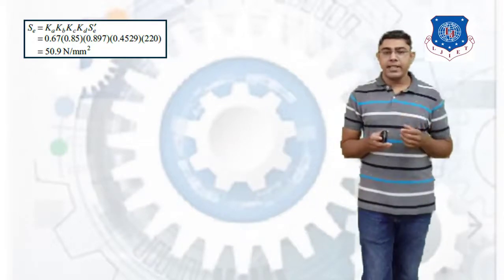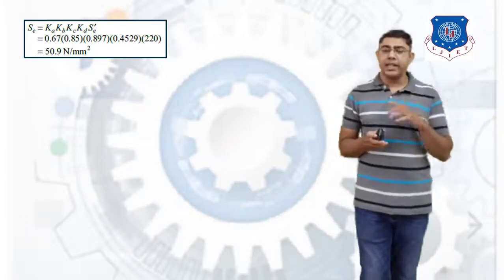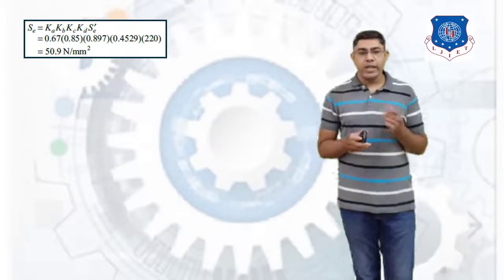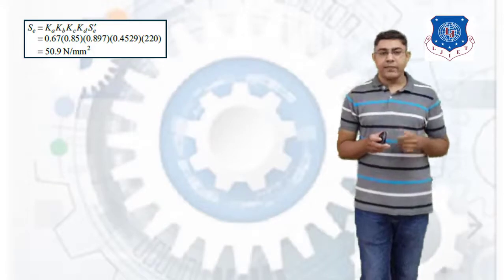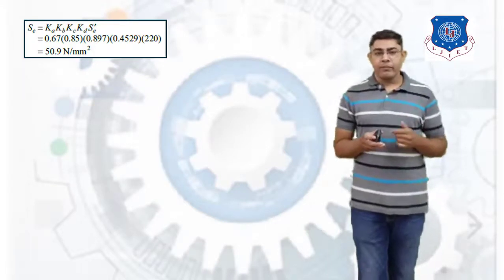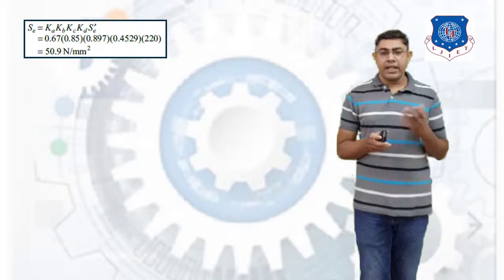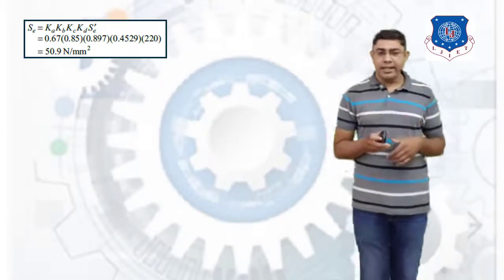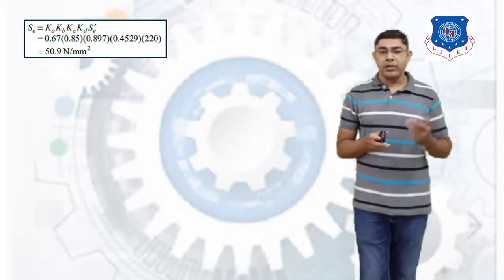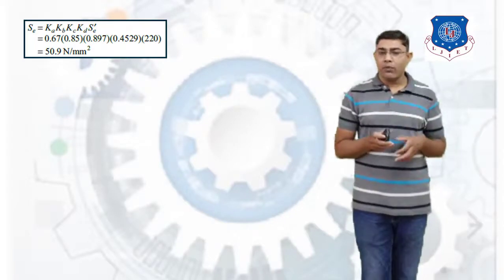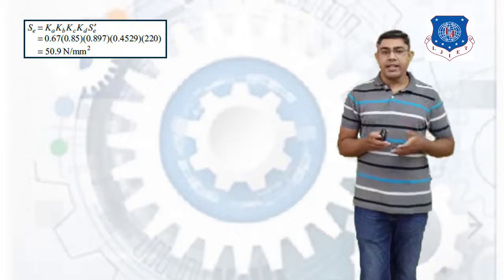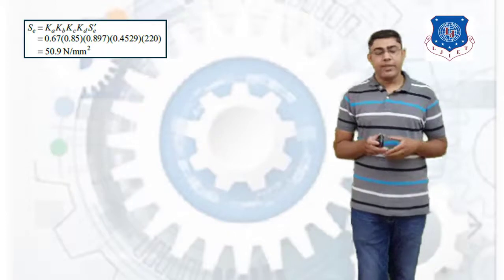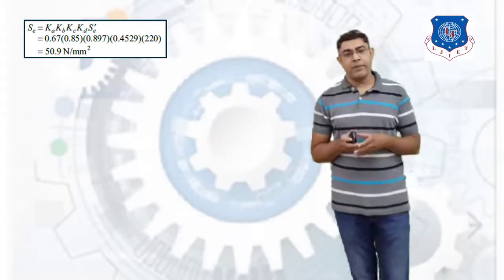By placing all these values we can get the Ac value, that is the endurance limit. Ka is 0.67, Kb is given as 0.85. The reliability factor we calculated from the reliability table, so it is 0.897, and Kd we calculated in the previous slide, that is 0.4529, and Ac dash is 220. So the Ac value we get is 50.9 Newton per mm square.